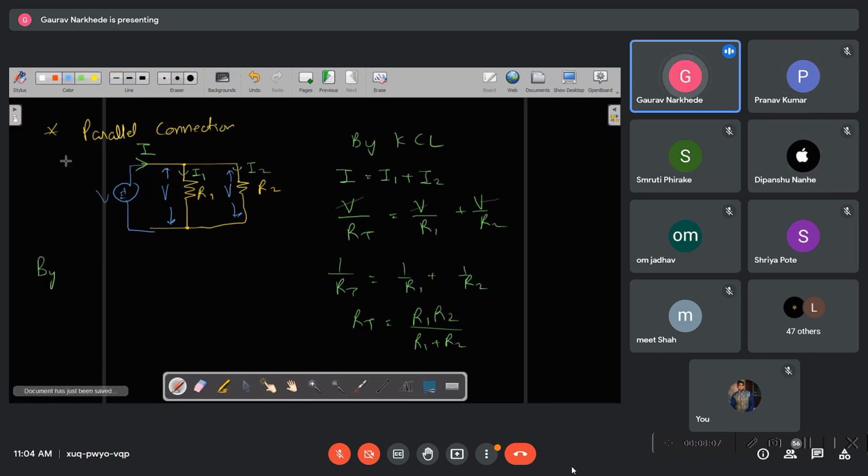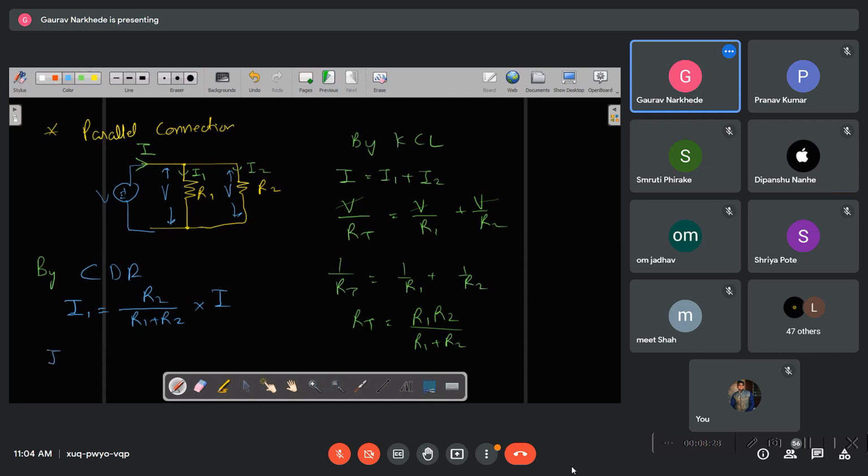And here what will come is the current division rule, right? There it was the voltage division rule. Here, in the current division rule, I1 is given by R2 divided by R1 plus R2, multiplied by the total current. What comes on top? The opposite: there it was R1, so here R2 will come.